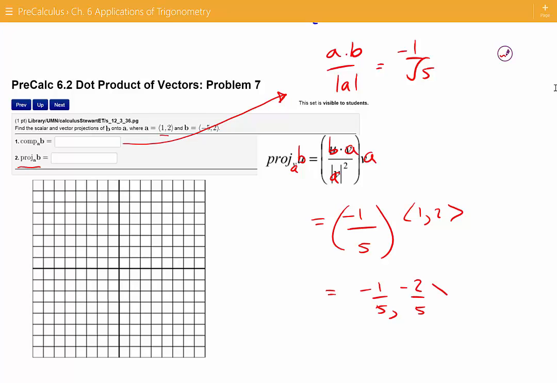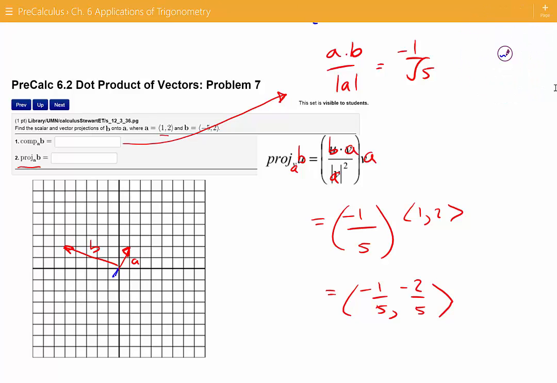This is a weird one to draw and show you, but vector A goes over 1, up 2, and vector B goes back 5, up 2. So what we're looking for is the projection of vector B onto vector A, which is actually this little vector right here.